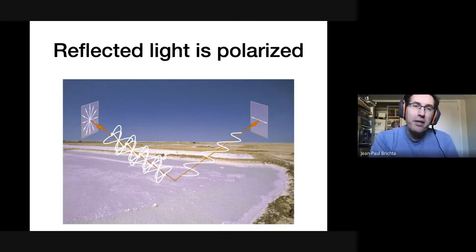However, here's the cool thing. If that light were to reflect off the surface, and you measured the polarization of the light that way, you would actually see that the light is linearly polarized. So ice can act as a polarizer. It can actually take randomly oriented light and turn it into linearly polarized light.